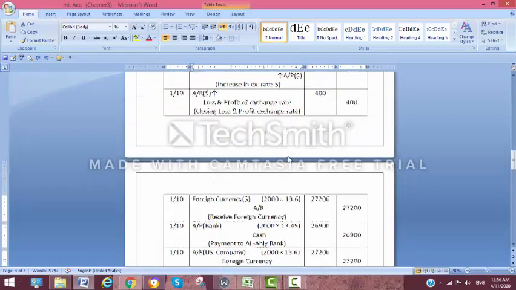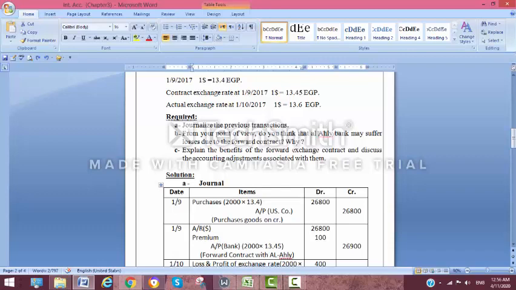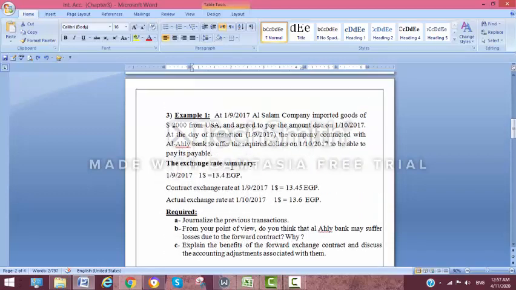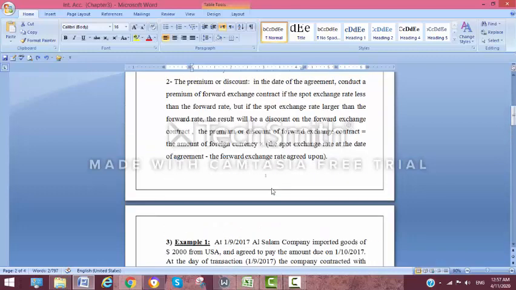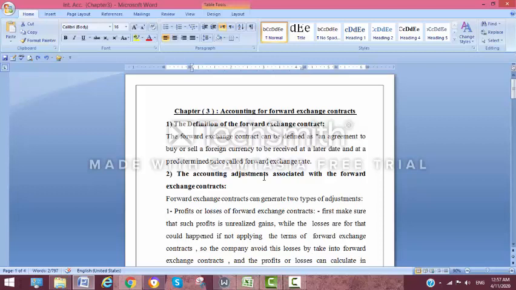This part explains the section related to the AP and NC, but what is very important for this problem, number 1, is the journalized entries of the previous transactions. For me, this is what I explain in this chapter, or I discuss in this chapter 3, accounting for forward exchange rate contracts. Thank you very much.